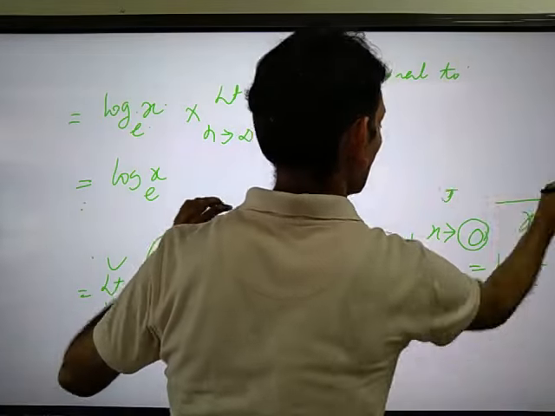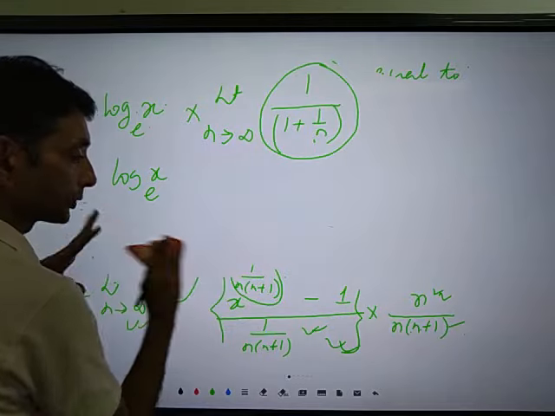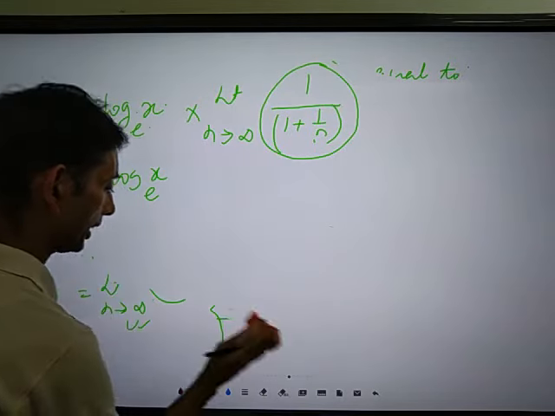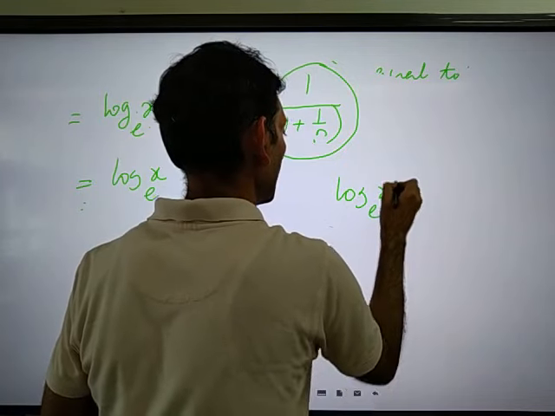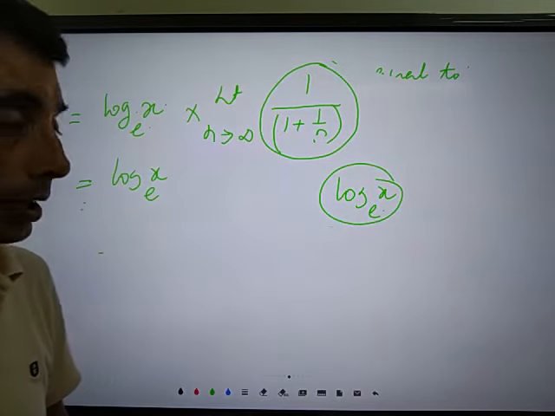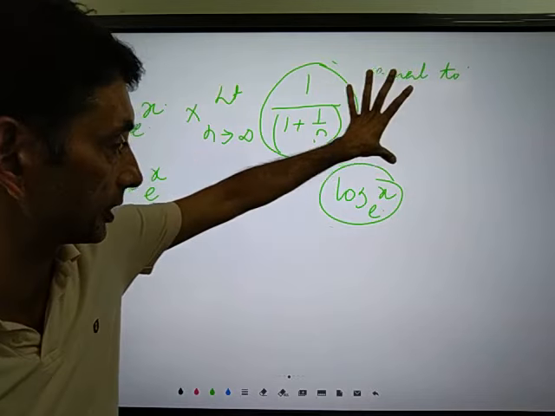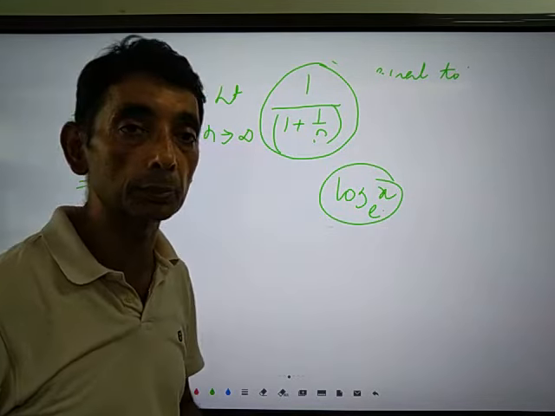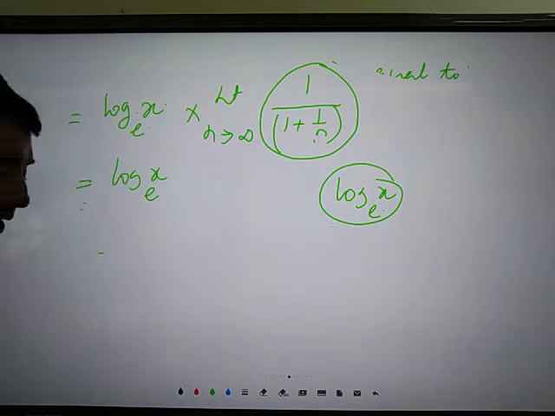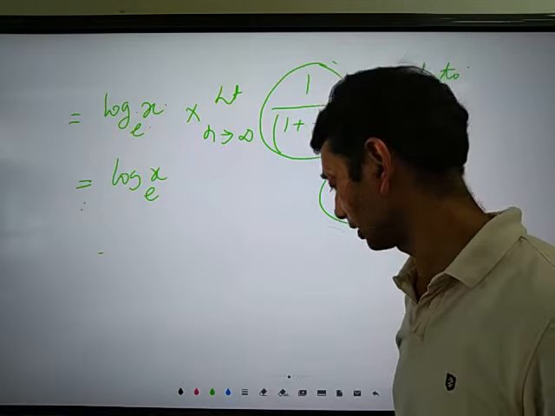Initially I wrote one option, so if you check, one option is there, that is log x to the base e. Initially I wrote it along with the questions, so please check that. Log x to the base e will be the correct option out of the 4 options. Okay, now let's move to the next question.